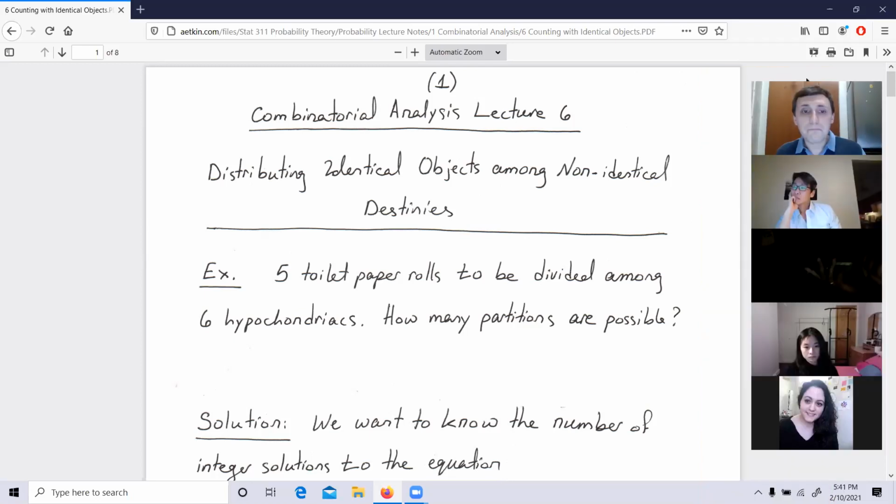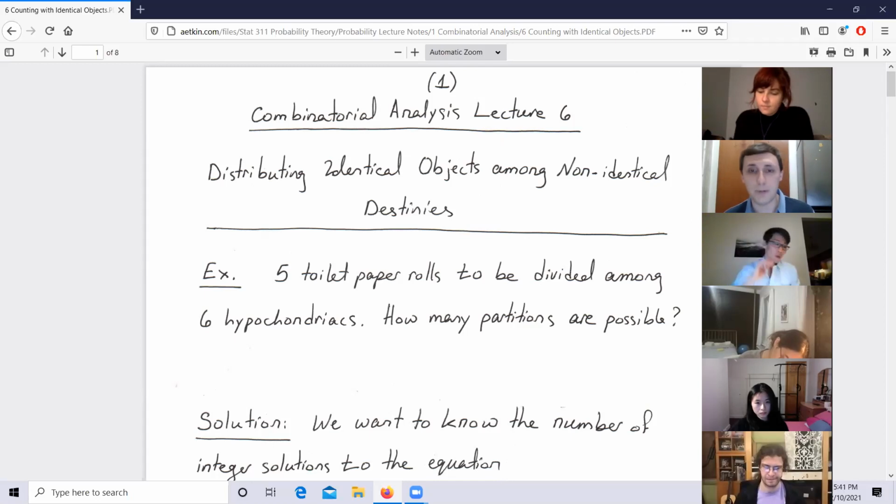So let's consider the situation with the following problem. 5 toilet paper rolls to be divided among 6 hypochondriacs. How many partitions are possible? You understand the question? So there is no difference between one toilet paper roll and another toilet paper roll. Good? It's a Park Slope type of problem.